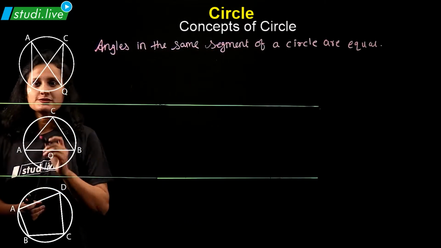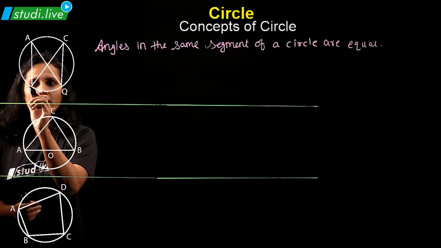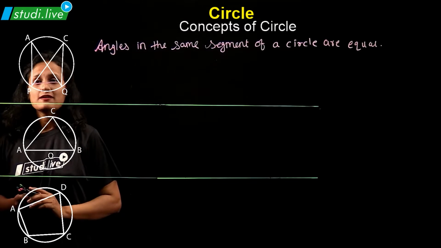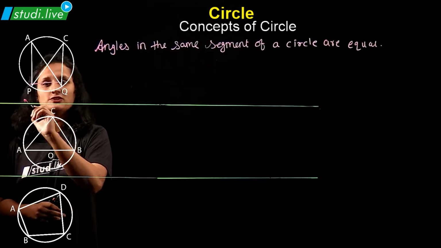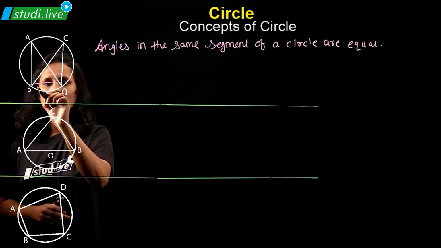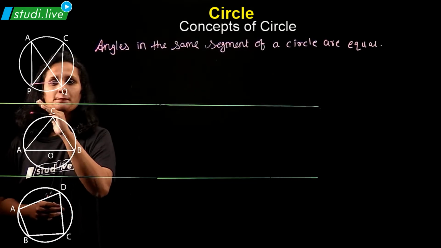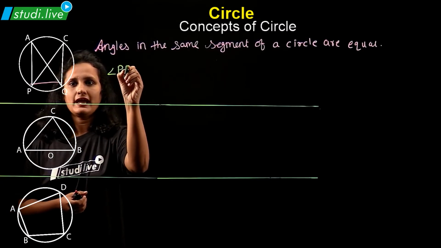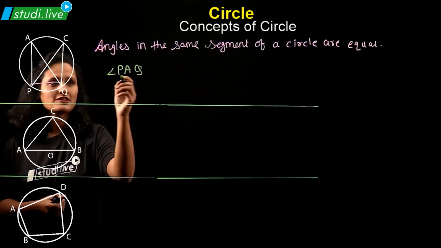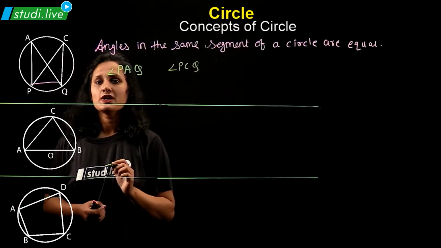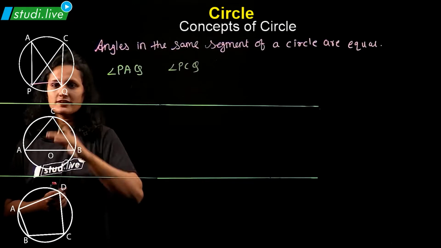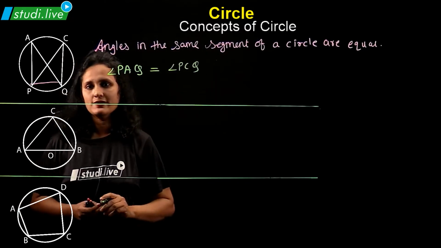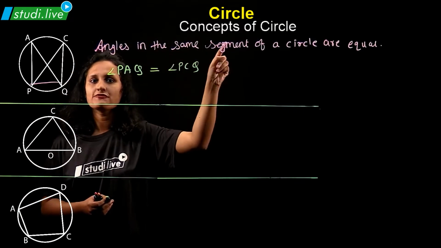Now in this diagram, student, PQ is a chord. With PQ, we are forming two angles, that is angle PAQ and angle PCQ. So chord PQ is forming two angles on the circle, on the same arc AC. So both the angles will be equal. So angles in the same segment of a circle are equal.